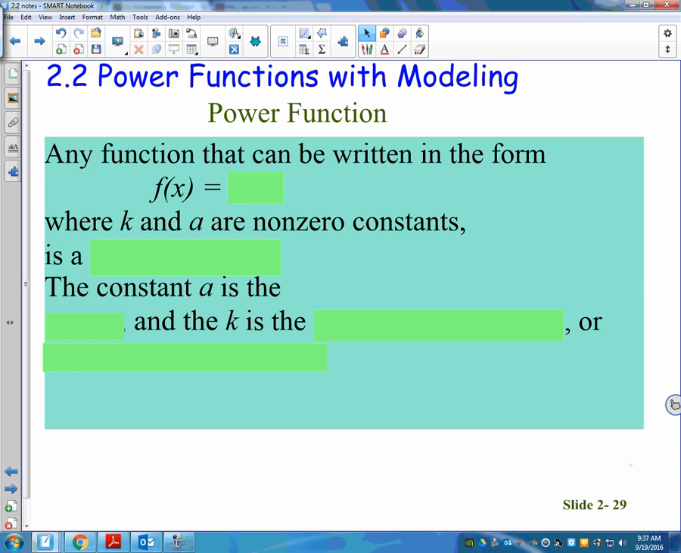Okay. A power function. Any function that can be written in the form k times x to the a.